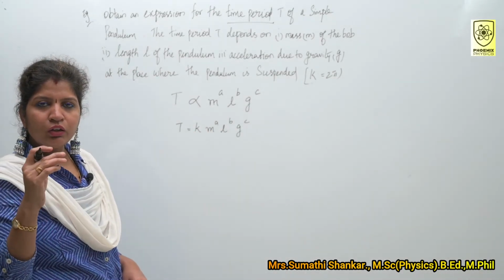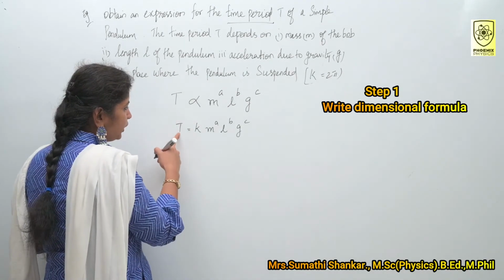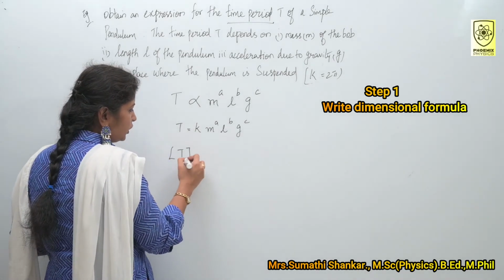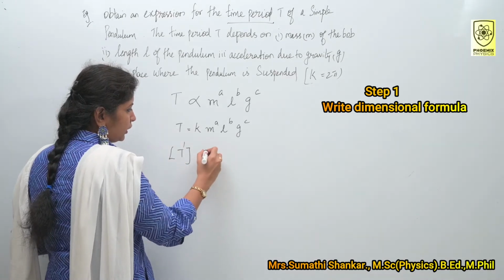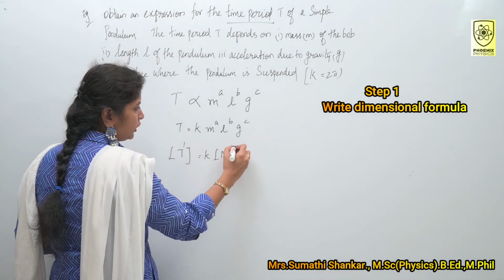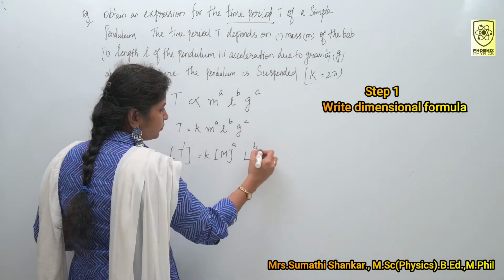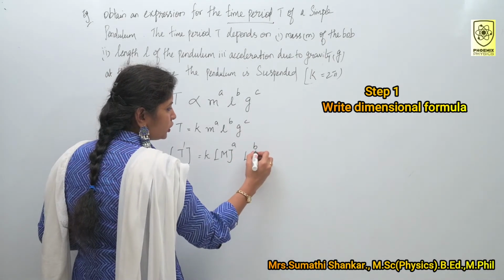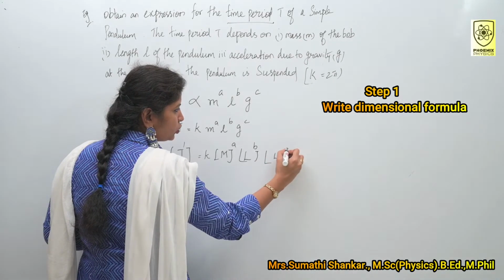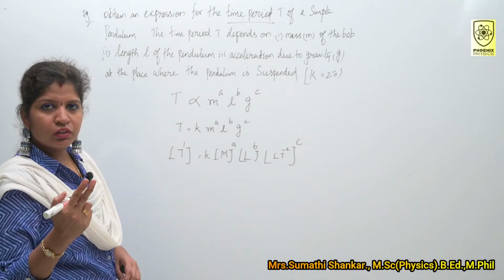First one is write down the dimensional formula. Based on the first step, here time period T is given. You know the dimension of T is T. So here power 1 and k, m means mass, the dimension capital M to the power a, L means length, power b, and g means acceleration due to gravity. Acceleration means L T power minus 2, the whole power c.